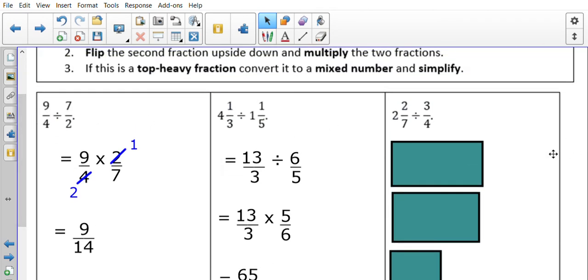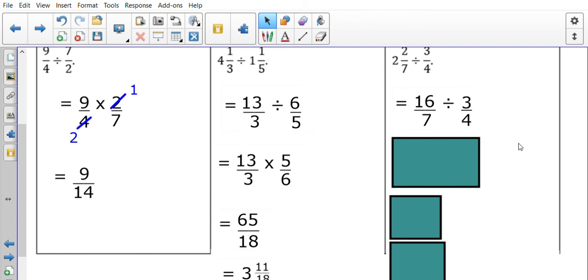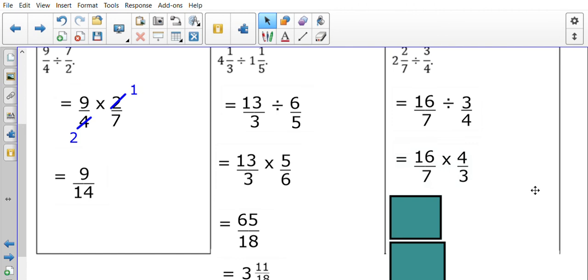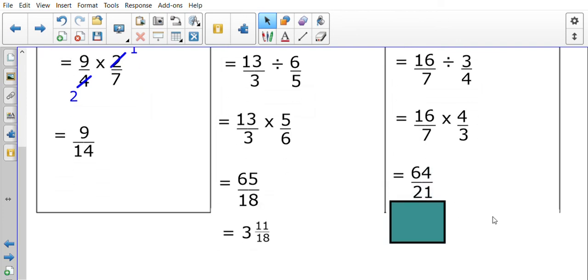The last example, change the first fraction to an improper fraction. And then flip your second fraction, change it to a multiplication. Check for any simplification. Remember, diagonally, we can't do so. So multiplying the numerators and the denominators together to give us 64 over 21. Now that can happen, 21 can go into 64 3 times with 1 left over. So your final answer is 3 and 1 over 21.